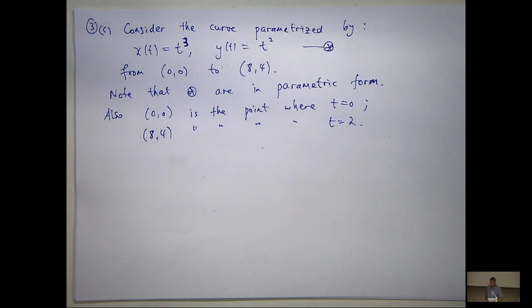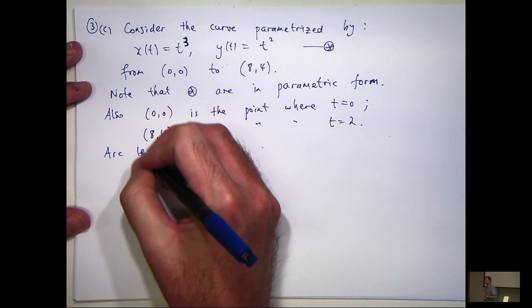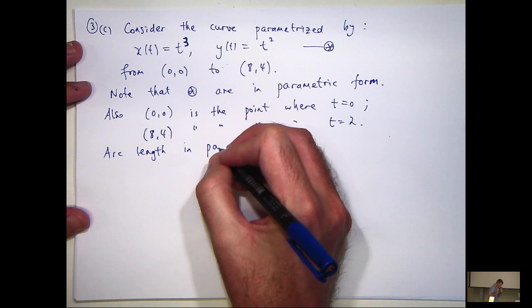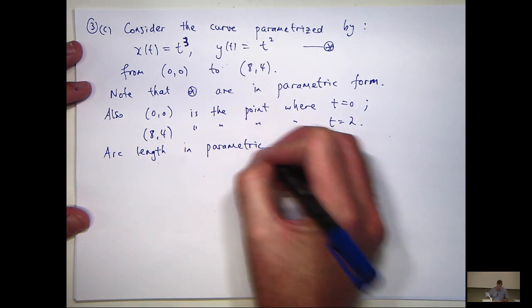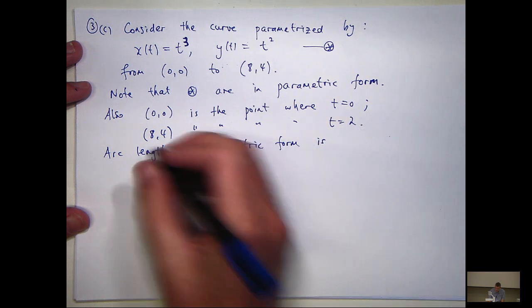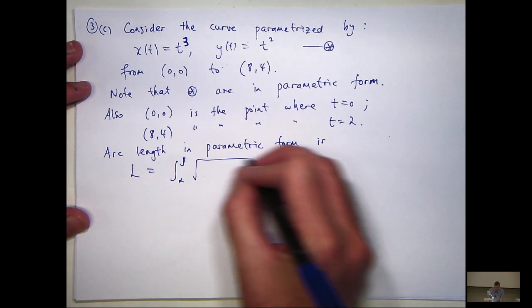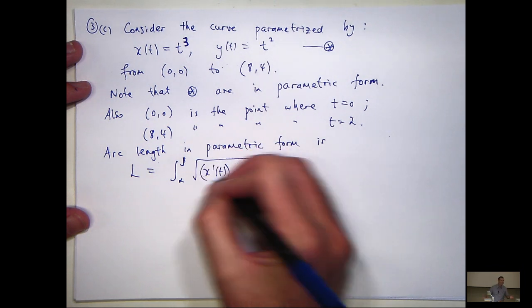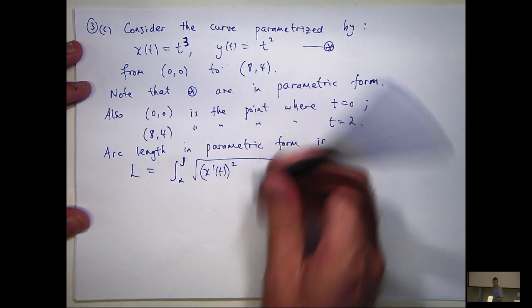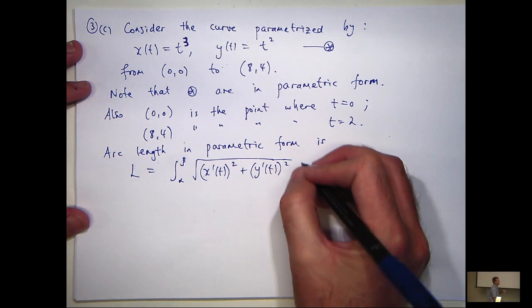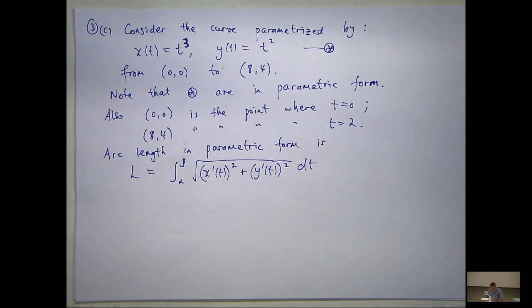Okay, so the arc length in parametric form is the following. The integral of the square root of x prime of t all squared plus y prime of t all squared, dt. So you can see how it's slightly different to the previous setup we had.